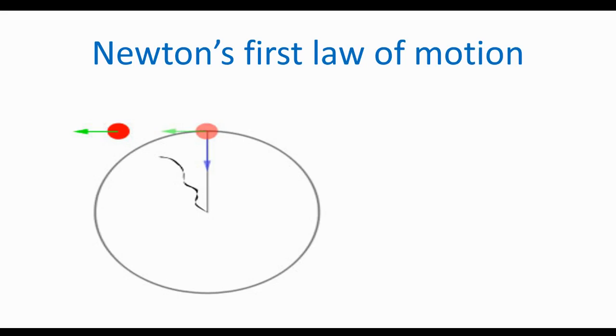Newton's first law of motion states that an object at rest stays at rest, or an object moves in a straight line at constant velocity unless acted on by an outside force. So, this law is going to explain why planets orbit around the sun.